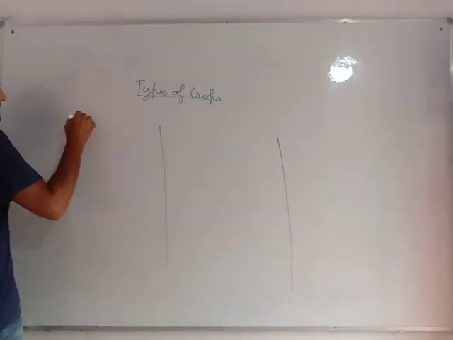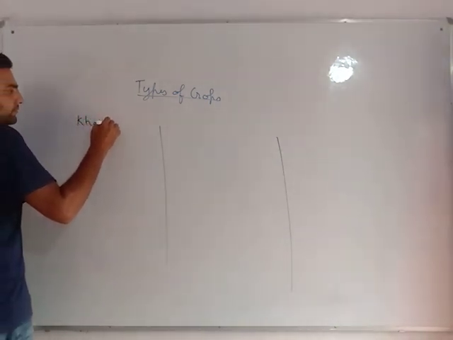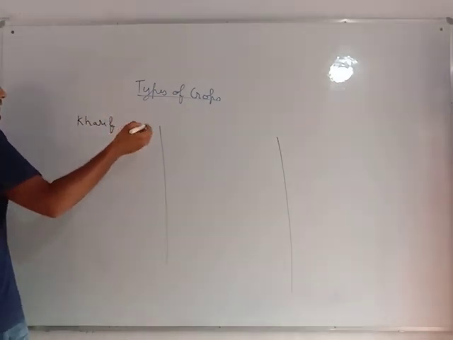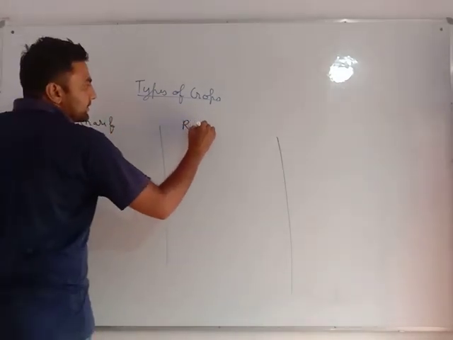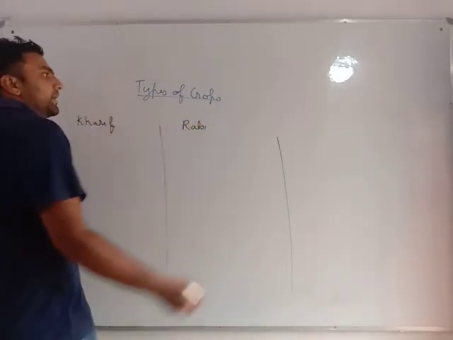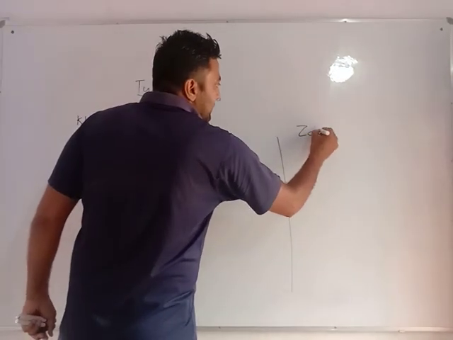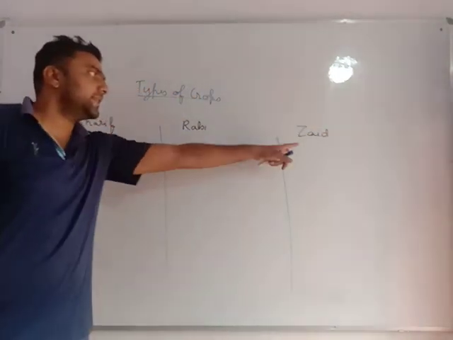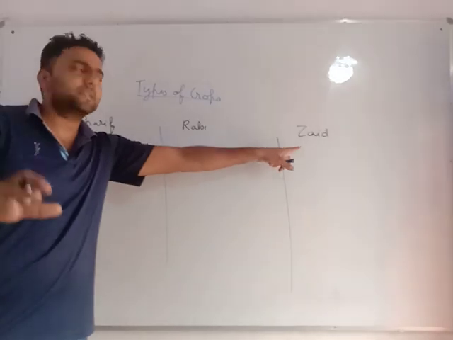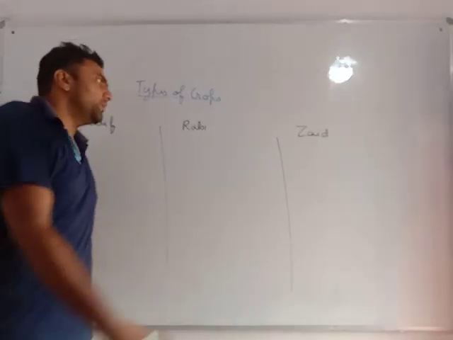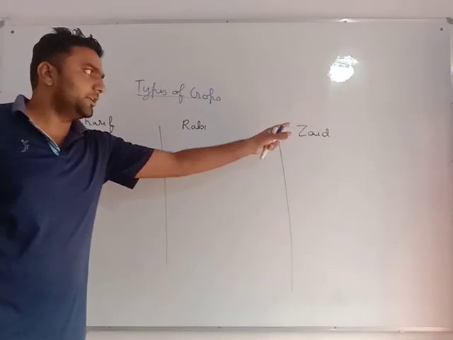First type of crop is Kharif crop, another type is Rabi crop, and the third category is Zaid. This Zaid is not done by most of the farmers. Very lucky farmers who have good sources of irrigation do this Zaid.